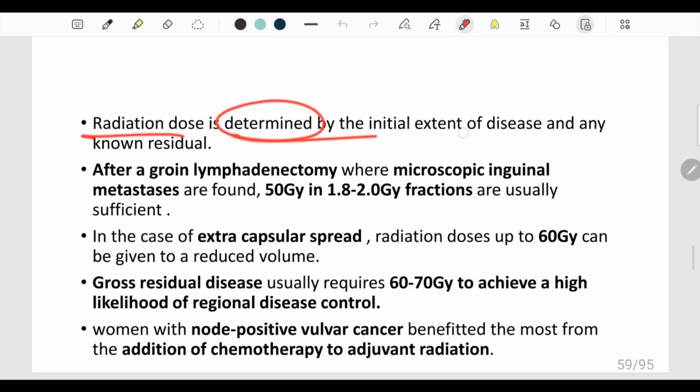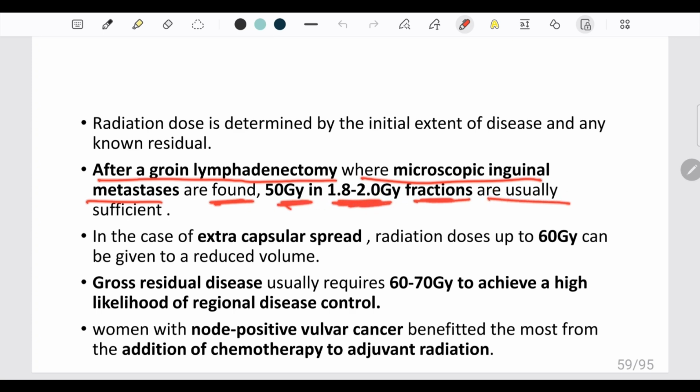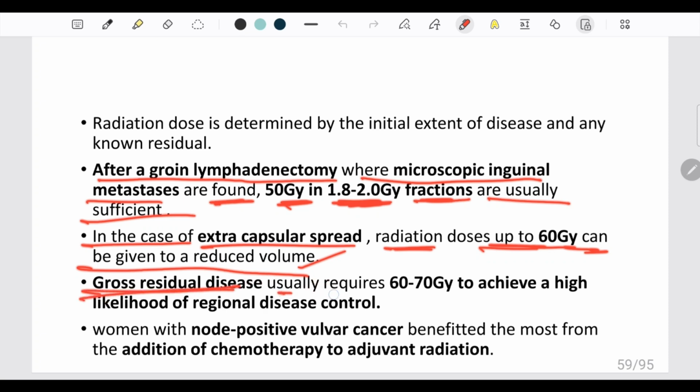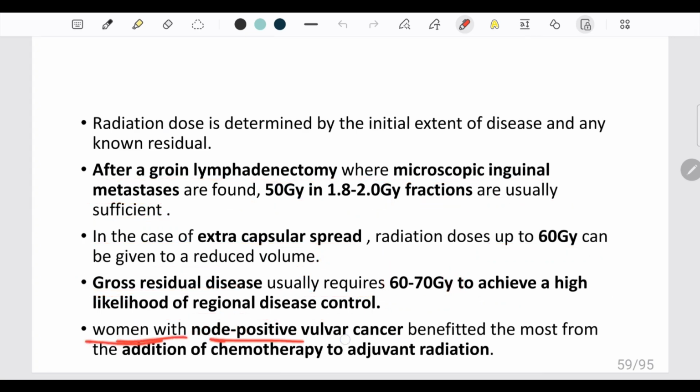Radiation dose is determined by the initial extent of disease and any known residual. After a groin lymphadenectomy, where microscopic inguinal metastases are found, 50 gray in 1.8 to 2 gray per fraction is usually sufficient. In case of extracapsular spread, a radiation dose up to 60 gray can be given to a reduced volume. Gross residual disease usually requires 60 to 70 gray to achieve a high likelihood of regional disease control, and women with node positive vulvar cancer benefited the most from the addition of chemotherapy to adjuvant radiation.